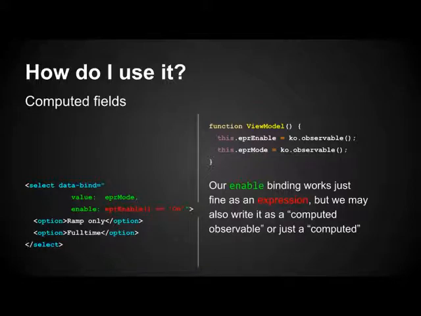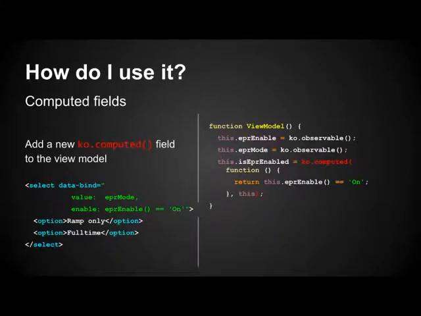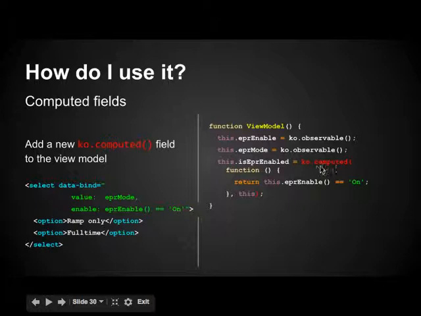This expression that we have here works fine, but we can also write it as a computed observable, or Knockout just calls them computeds. What we can do is define a new field on our view model, and rather than using ko.observable, we'll specify ko.computed, pass in a function as the first argument, which will return a value computed based on other fields in the view model. So if you'll notice, this is essentially the same code as in our expression.